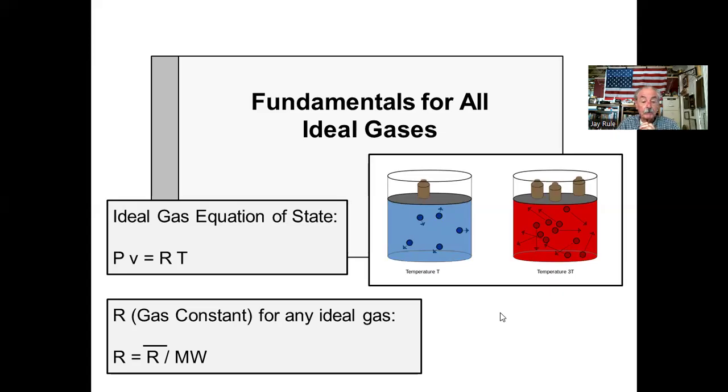And also you remember, what's R for an ideal gas? For any ideal gas, R, the gas constant, is simply defined as R bar over the molecular weight. And R bar is the universal gas constant that, if you don't know it by heart, you can look up in the back of your book in the conversion factors page. So R, the gas constant, is a constant number for an ideal gas.